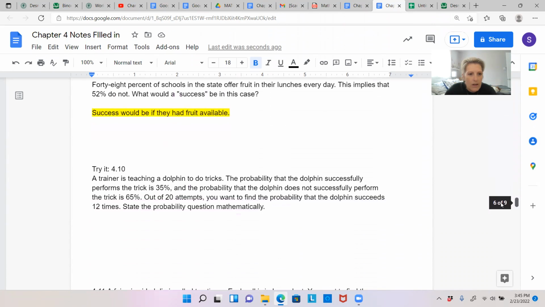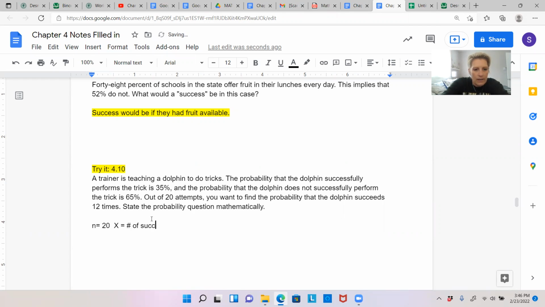Right down here, the 4.10 Try It says, a trainer is teaching a dolphin to do tricks. The probability that the dolphin successfully performs the trick is 35%, and the probability that the dolphin does not successfully perform the trick is 65%. Out of 20 attempts, you want to find the probability that the dolphin succeeds 12 times. State the probability question mathematically. So we know that we're running the experiment n equals 20 times, and we want to find the probability. Let's define X. X is equal to the number of successful tricks completed. And so we want the probability that X is equal to 12 times he does the trick successfully.